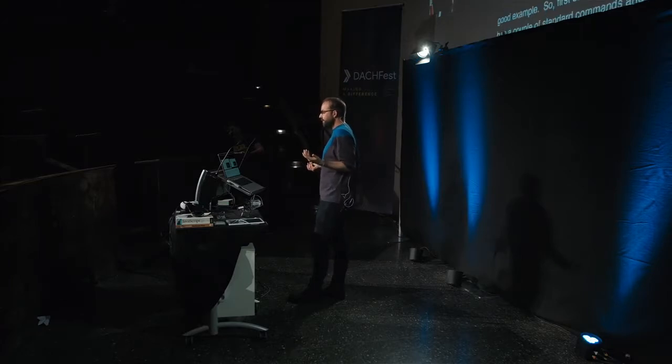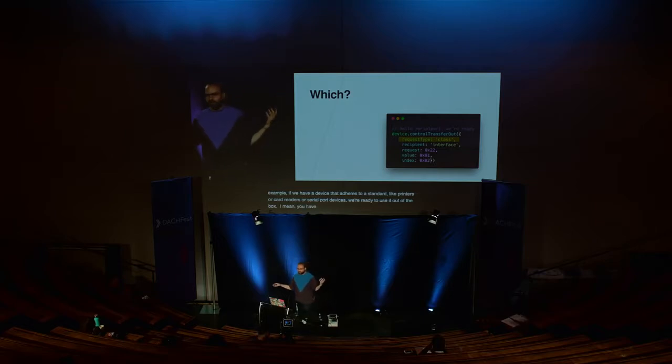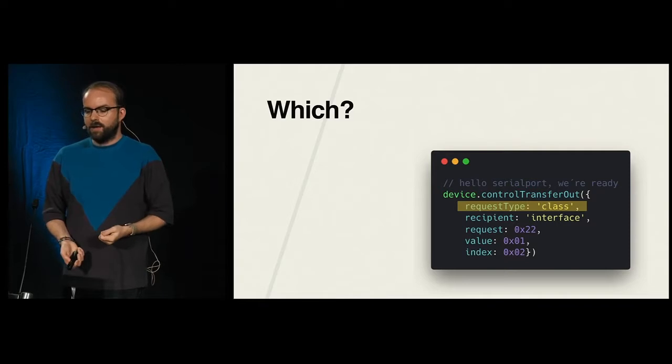For example, if we supply that request type of class and have a device that adheres to some kind of standard, like printers do, or card readers, or serial port devices, we're ready to use it out of the box. You have other values like vendor, which would be totally vendor-specific, and you would read up their docs if they have any to do a proper implementation.